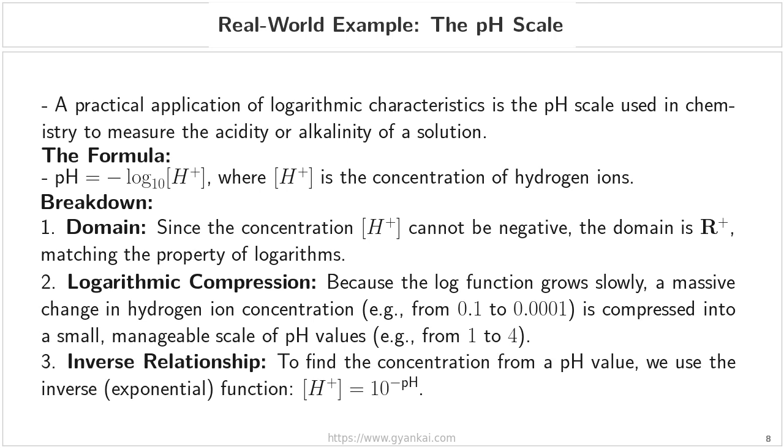Finally, let us apply what we learned about inverse relationships. Just as we saw that the natural log is the inverse of the exponential function, we can reverse the pH formula to find the actual concentration. To find the concentration of hydrogen ions from a given pH value, we use the inverse exponential form. The concentration of hydrogen ions equals 10 raised to the power of negative pH.